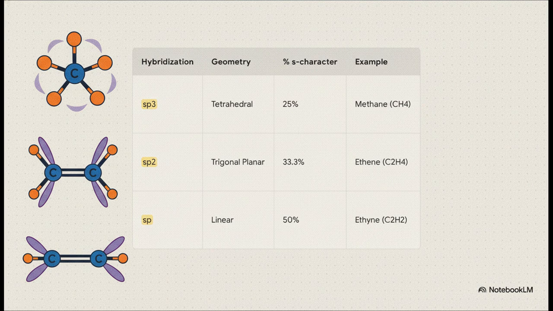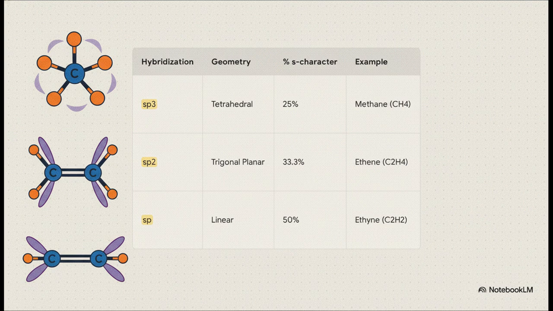And this blending process gives us 3 mini blueprints to work with. Okay, first, if carbon mixes its one s orbital with all 3 of its p orbitals, it gets 4 identical sp3 hybrids. And these naturally point to the corners of a 3D pyramid, a tetrahedral shape. Think methane. Okay, what if it only mixes one s and 2 p's?